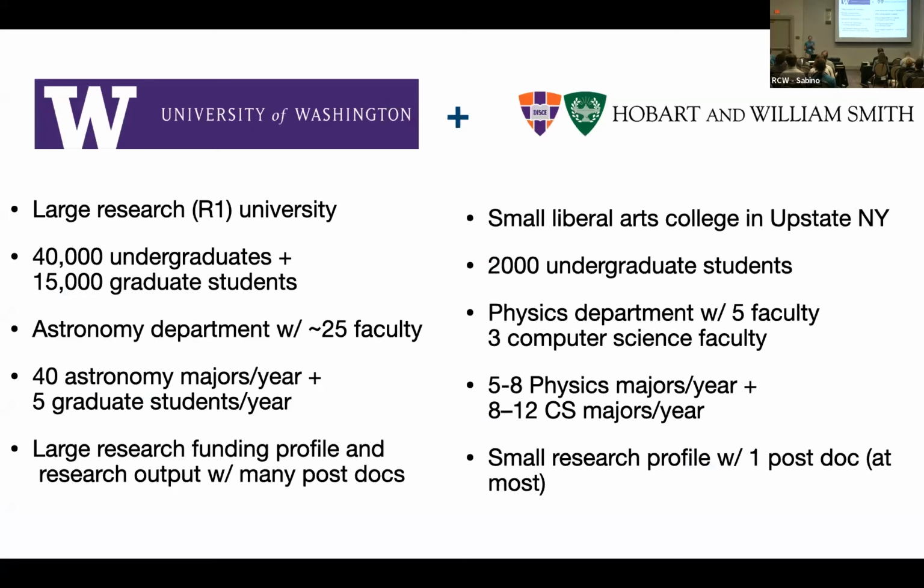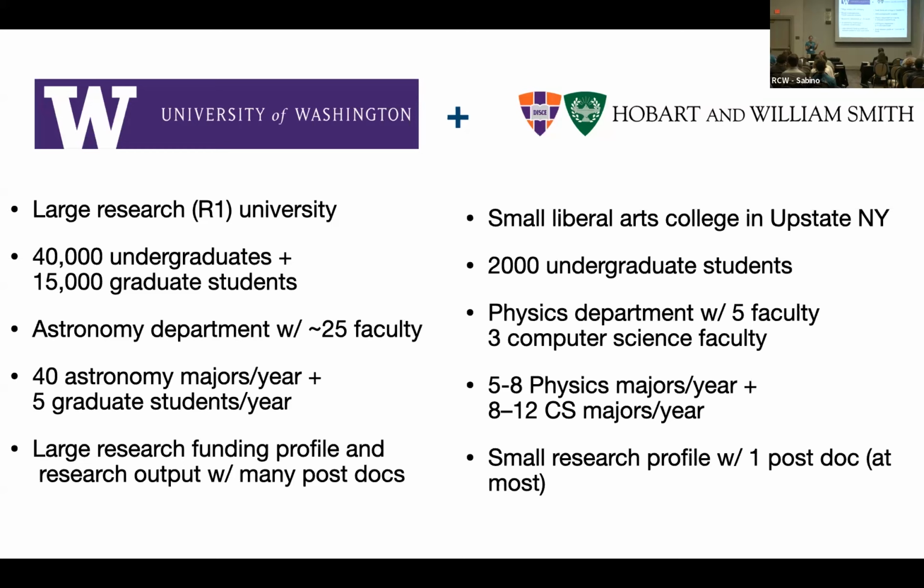So I am collaborating with the University of Washington. They are an LSSTDA member institution. They're a large Research One university. They have 40,000 undergraduates. They have an astronomy department with 25 faculty. They graduate 40 astronomy majors per year and a handful of graduate students per year. And they have a large research funding profile and research output with many postdocs.